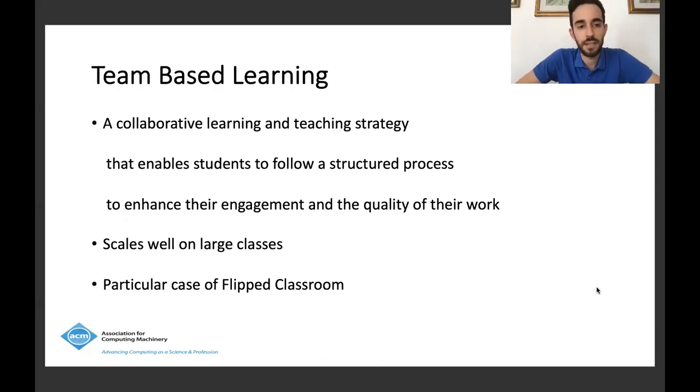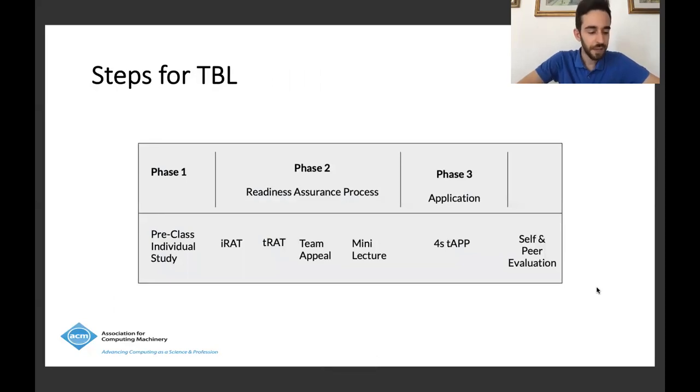So, team-based learning. Team-based learning is a collaborative learning and teaching strategy that enables students to follow a structured process. It's a particular case of a flipped classroom, and it scales very well to large classes. In particular, TBL consists of modules that can be taught in a three-step cycle: preparation, in-class readiness assurance process, and application-focused exercise. In particular, it consists of five essential components, plus an optional final peer and self-evaluation.